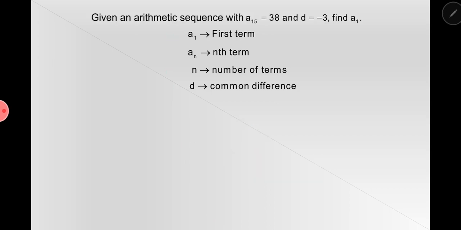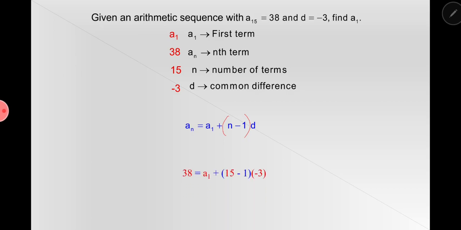So what about this one? Given an arithmetic sequence with a sub 15 is equal to 38 and the difference is negative 3. Find the first term or a sub 1. So first term is unknown, a sub n is 38. The number of terms is 15 and the difference is negative 3. So the formula, do not forget the parentheses again. Kasi malilito tayo dyan.